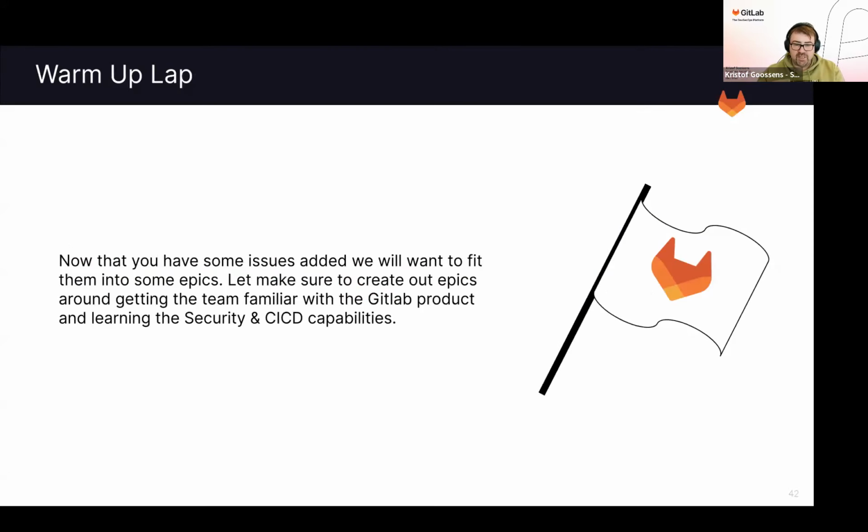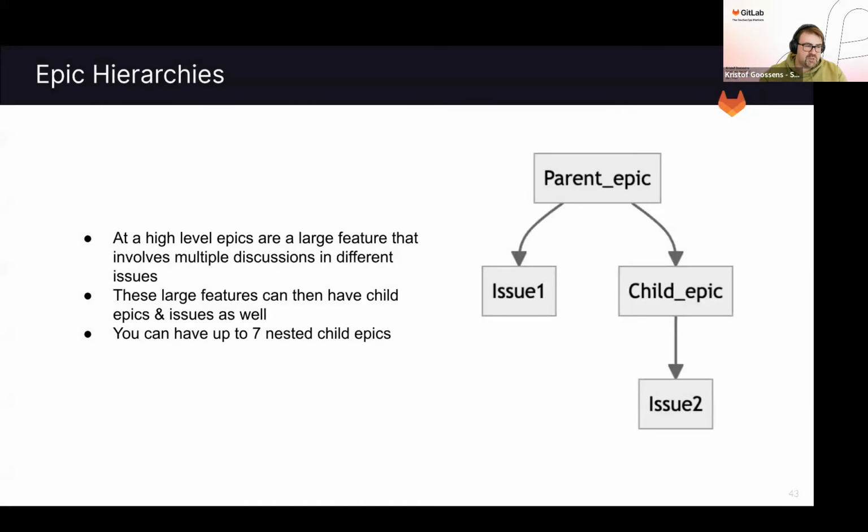So now that you have some issues added, we will want to fit them into some epics. Let's make sure to create our epics around getting the team familiar with the GitLab product and learning the security CI/CD capabilities. So what are we going to do? You have parent epics and you have child epics. On both levels, you can add issues to it.